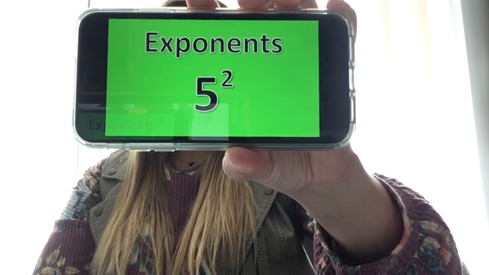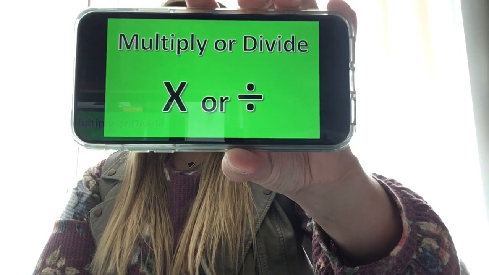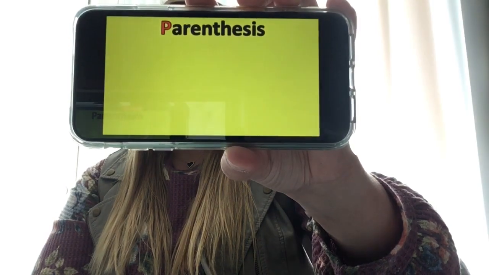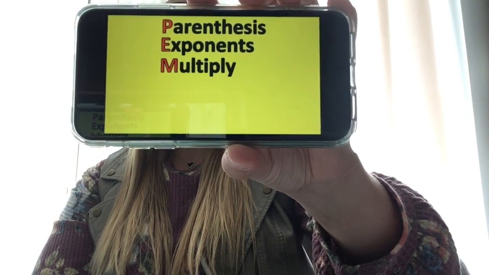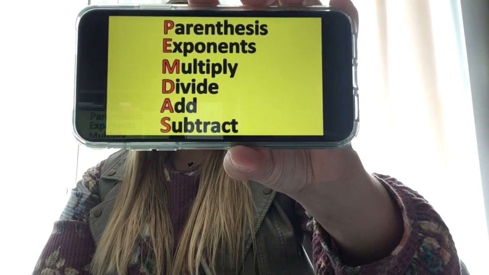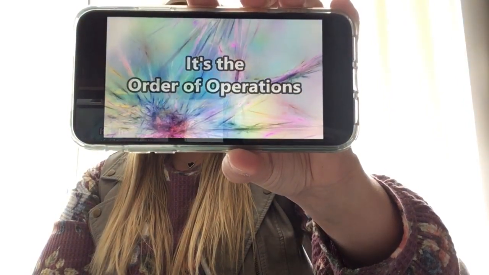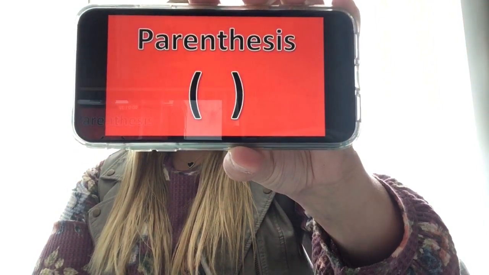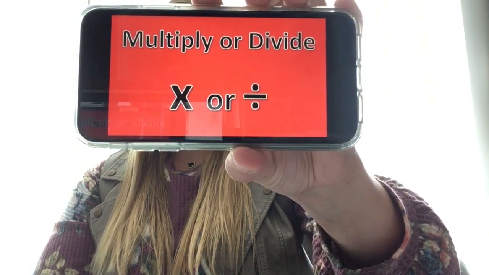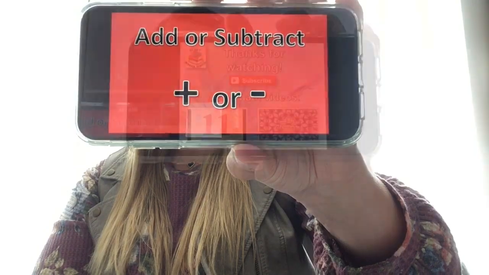Parentheses, exponents, multiply or divide, add or subtract. It's the order of operations. Let's talk about it.